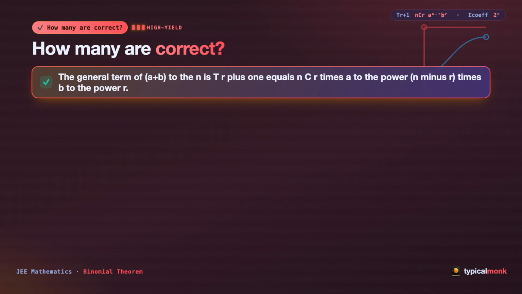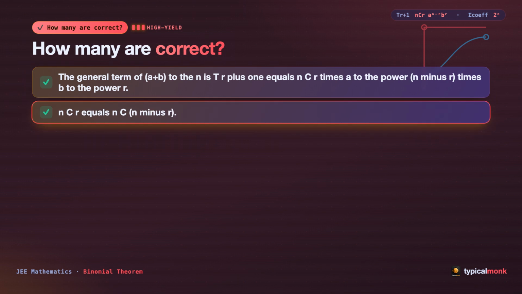Here is a favorite JEE format. I read some statements. You silently count how many are correct. Statement 1. The general term of (a plus b) raised to the n is T(r plus 1) equals nCr times a to the power n minus r times b to the power r.